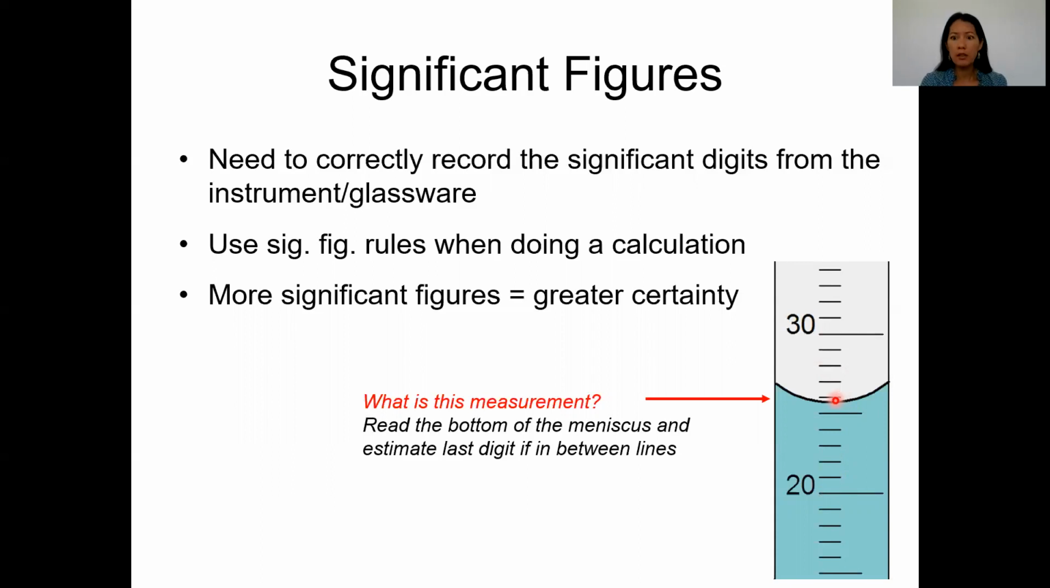You guesstimate what you can. So if I look, I'm definitely above 25, but I'm definitely below 26. So I would estimate, I would say maybe I'm 25.6, and you write that down. And all three of those are significant. We know there was some possible uncertainty in the last digit, but still, you write that last one down because that's valuable information.